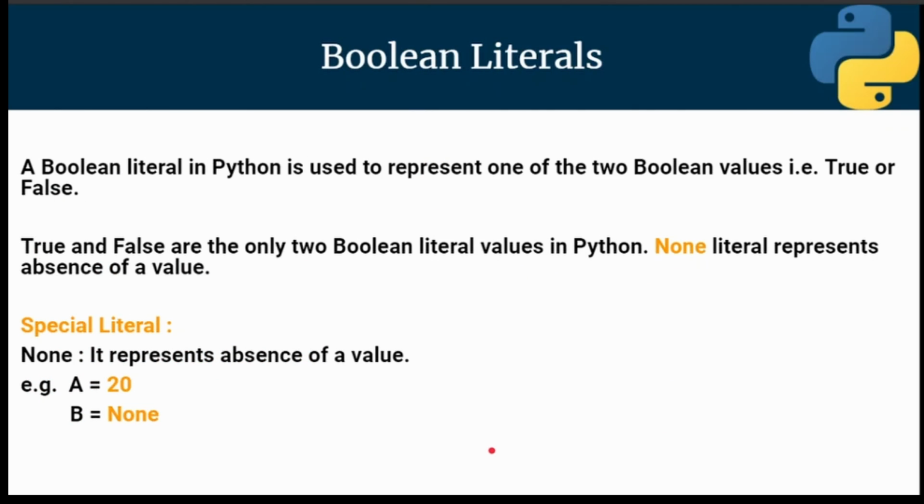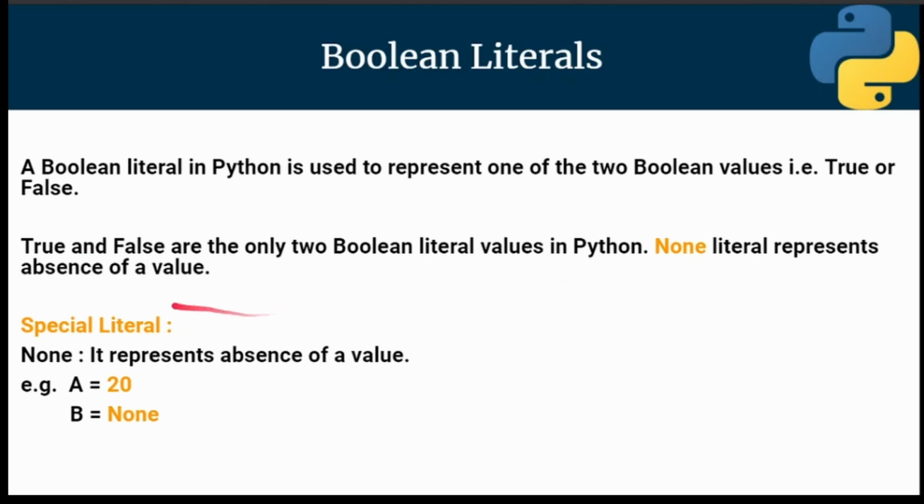Now next come to boolean literals. Boolean literals are used to store true/false type of values, and the first letter of True and False should be written in capital letter. Okay. Now a boolean literal in Python is used to represent one of the two boolean values, that is True or False. True and False are the only two boolean literal values in Python.